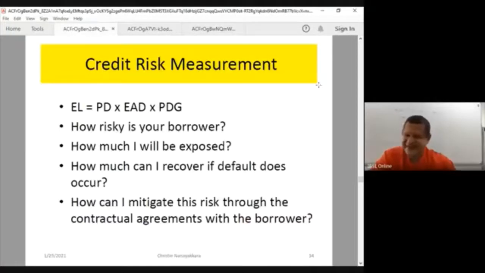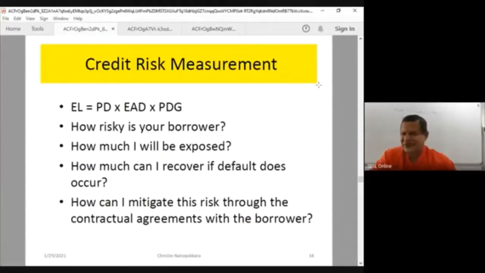this particular exercise. So we'll take the calculation proper to see expected loss. EL stands for expected loss, which is equal to PD, which stands for probability of default. And the next abbreviation of 3 letters, EAD, stands for exposure at default.